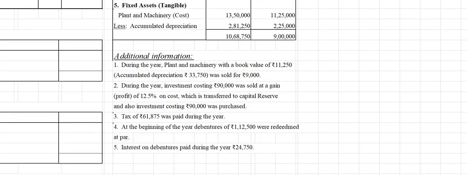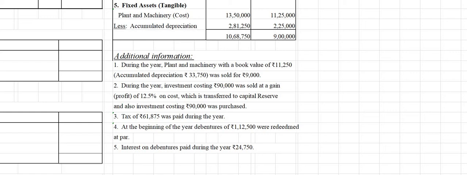During the year, plant and machinery with a book value of rupees 11,250 was sold for rupees 9,000. That means this is sold at a loss, isn't it? So 2,250 was the loss. And see here the accumulated depreciation is given. So we have to deduct the accumulated depreciation and after that we have to find out the loss.